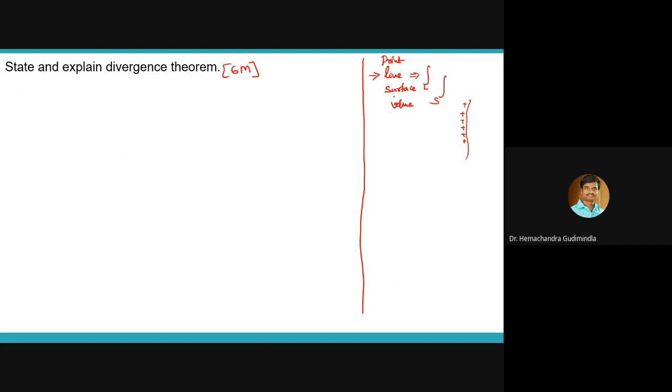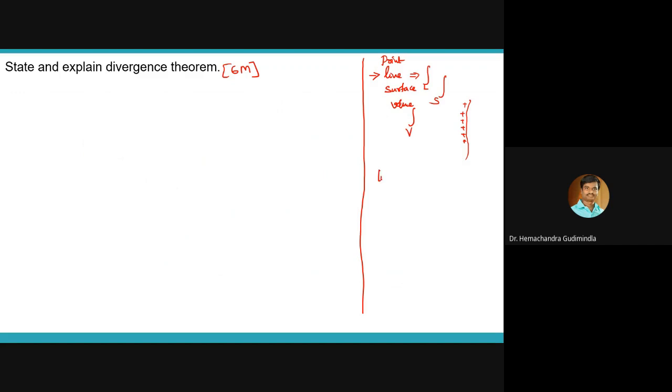Similarly, if I want to know how much charge is distributed over a surface, I will calculate the integral over the surface. Similarly, for volume, I will use the volume integral. So finally, there are three different types of integrals: line integral, surface integral, and volume integral. If there is any relation between these integrals, we will have a look at that.